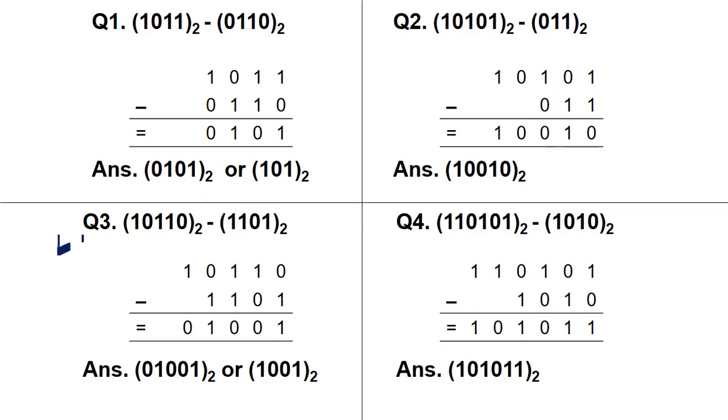Now let's move to our third question. This third question is 10110 with a base of 2, and from this we have to subtract 1101 with a base of 2. Now let's see how we have to do this one. First of all, you have to note down the bits, and then you have to perform the subtraction bit by bit.